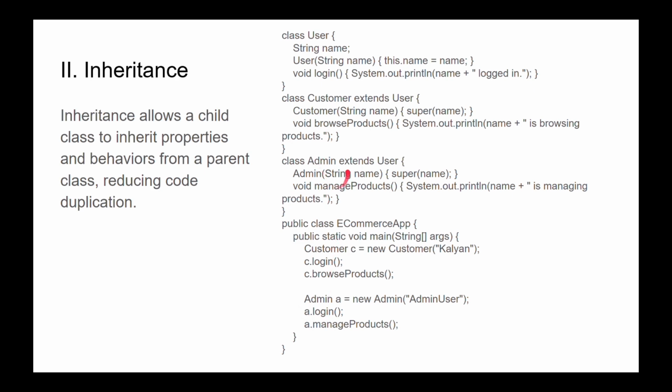Here admin doesn't have a login method. Admin extends the user and gets the login from user. Here admin a equals new admin, and admin can log in and admin can manage the products. Here manage products and browse products are particular to their own classes. Browse products can only be accessed by customer, and manage products only by admin. User cannot access these methods because they are present in the child class.